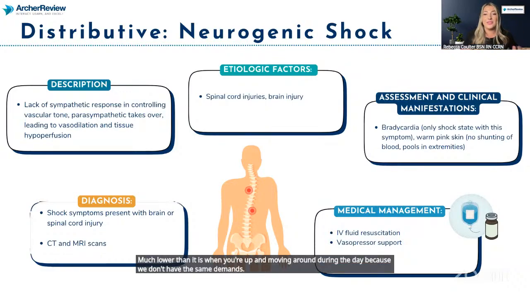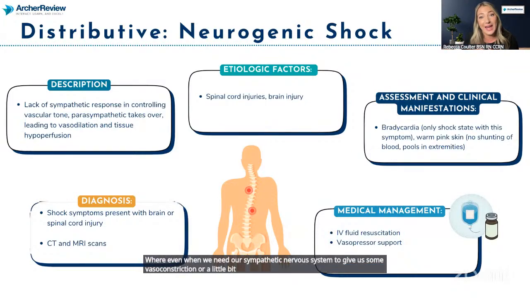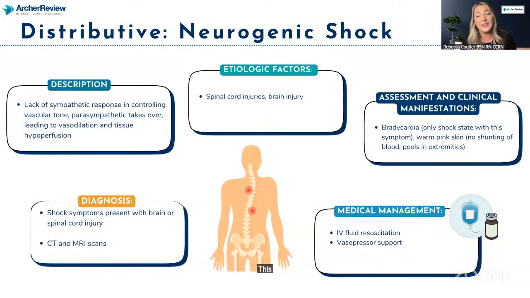Well, now we've got this problem when we're in a spinal cord injury or a brain injury where even when we need our sympathetic nervous system to give us some vasoconstriction or a little bit of a higher heart rate, we don't have that balance. We lose it completely. So that's why this is a distributive state of shock, because we're in a vasodilation tone. This is going to lead to that low blood pressure and tissue hypoperfusion.